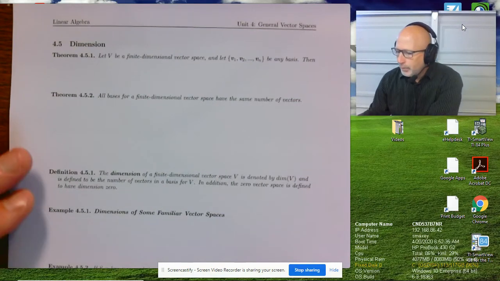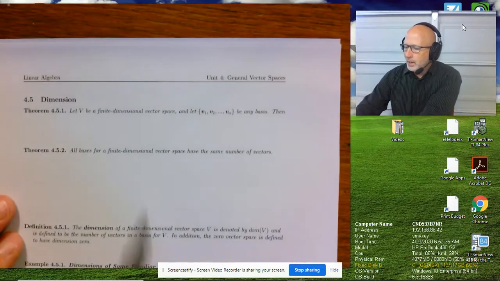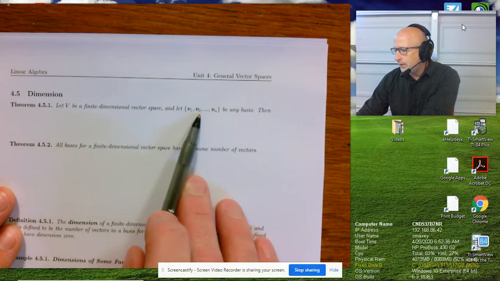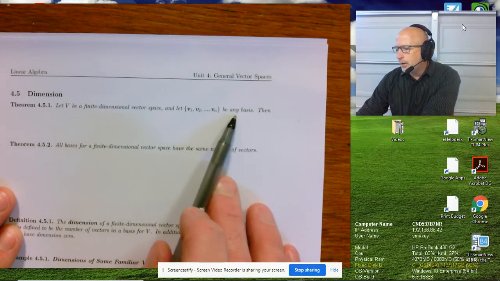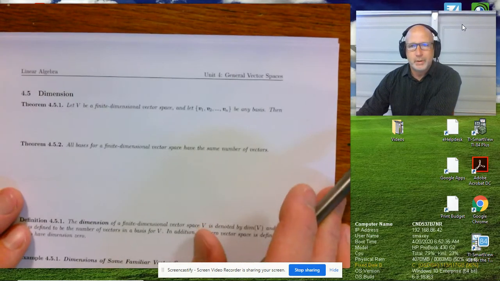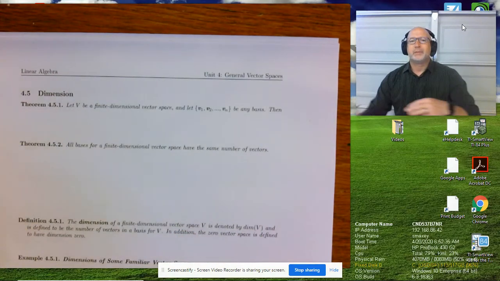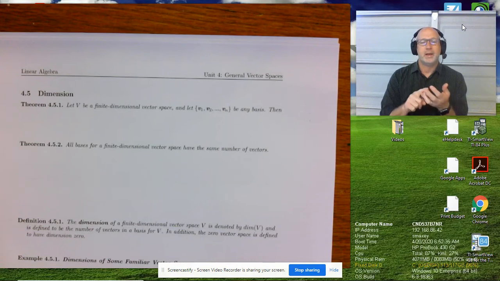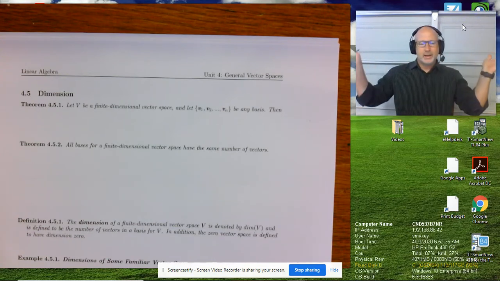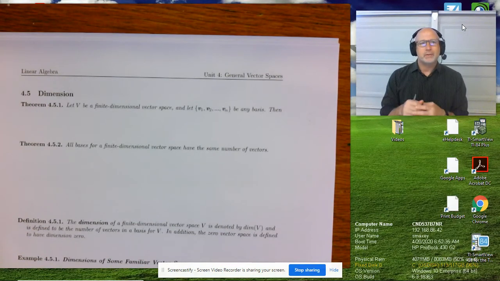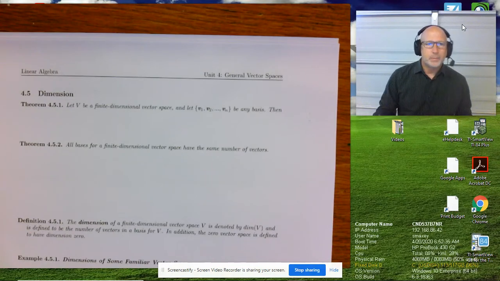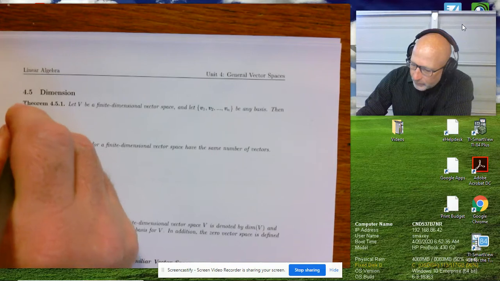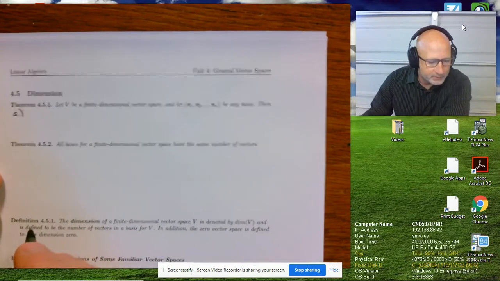So dimension theorem 4.5.1. Let V be a finite dimensional vector space and let V1, V2, all the way to Vn be an arbitrary basis. Okay, so what's an arbitrary basis? An arbitrary basis is a set of vectors that is linearly independent and spans the set V. As it spans it, it's going to create whatever that system is. In this case, we're talking about the vector space V. Okay, so we have two things here. You have to write kind of small. Sorry about that.